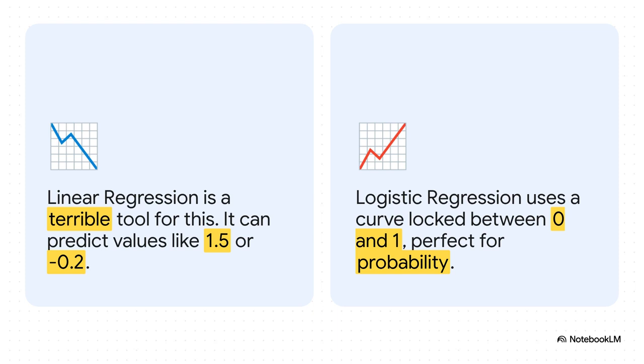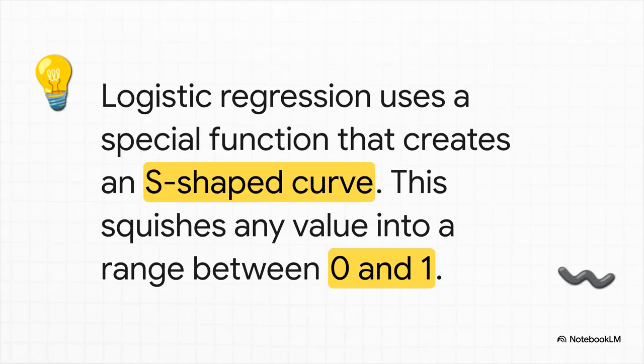We need a model that's locked between 0 and 1. And the solution is this absolutely beautiful thing, the sigmoid, or S-shaped curve. This is the secret sauce behind logistic regression. Just look at it. It's perfectly stuck between 0 and 1. No matter how wild the inputs get, the output is always a valid probability.